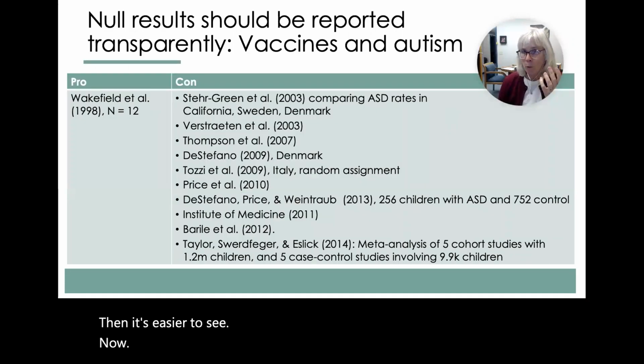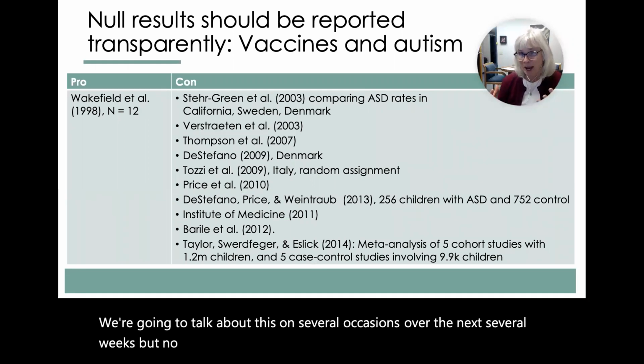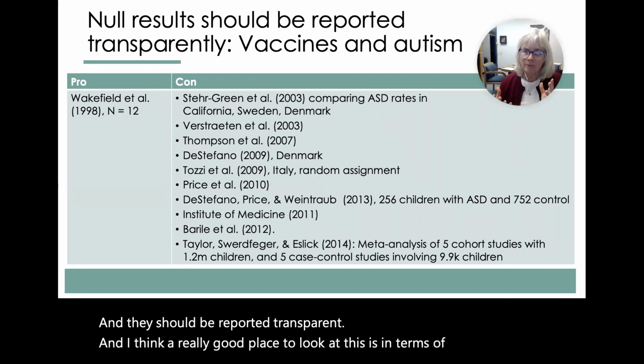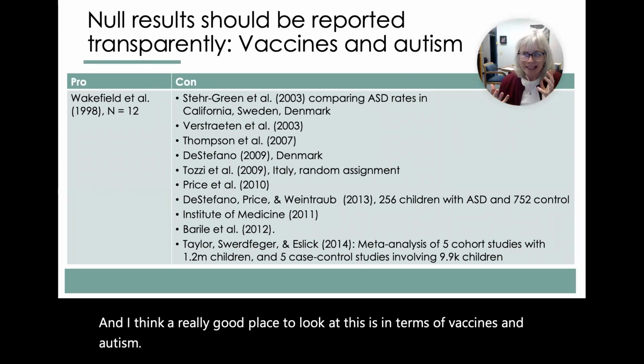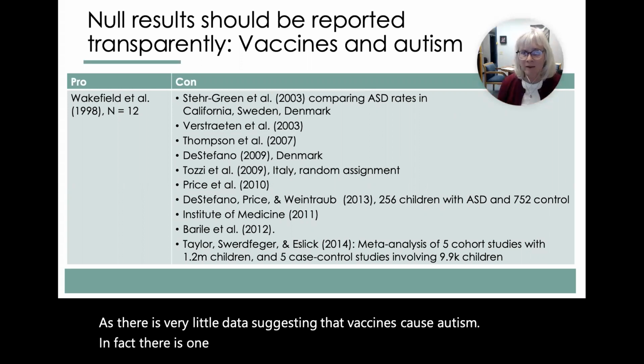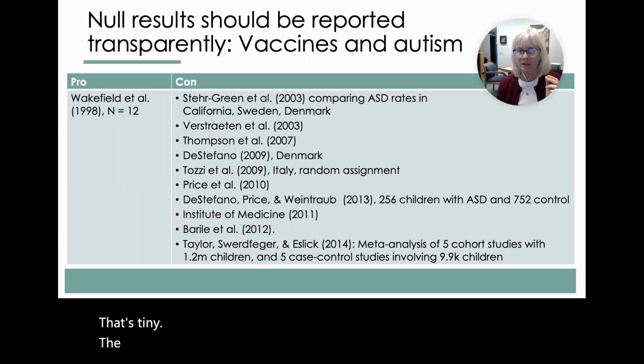Now, we're going to talk about this on several occasions over the next several weeks, but null results do happen, and they should be reported transparently. And I think a really good place to look at this is in terms of vaccines and autism, as there is very little data suggesting that vaccines cause autism. In fact, there is one study by Wakefield et al. with a sample size of 12, that's tiny, that reports this relationship.